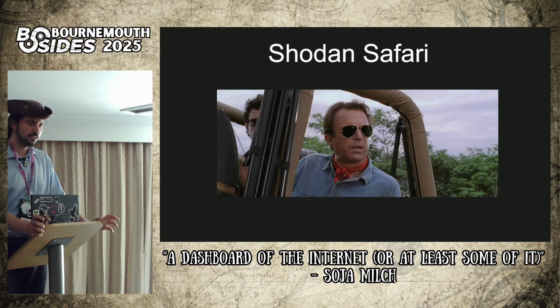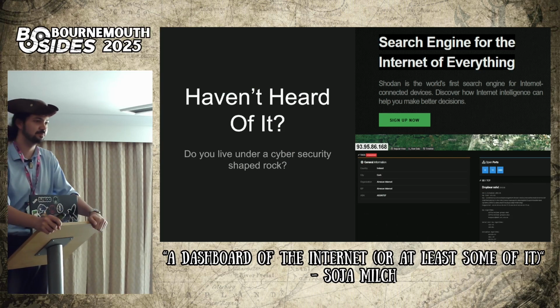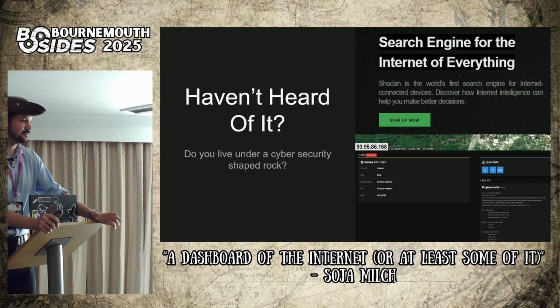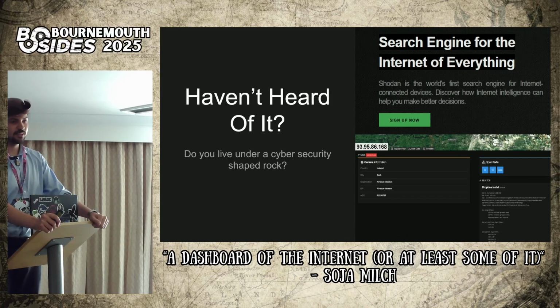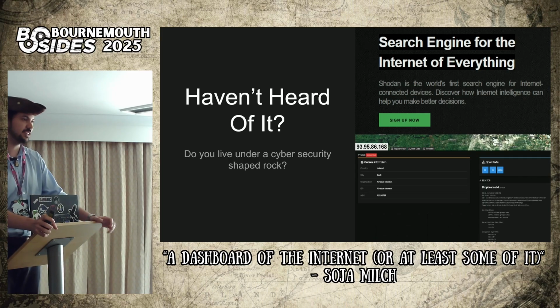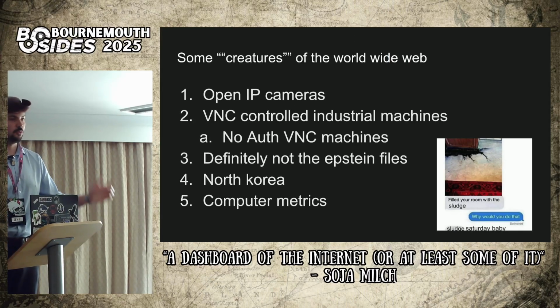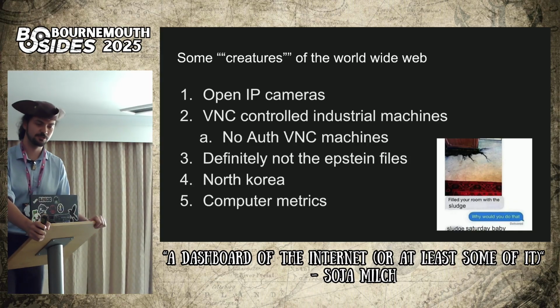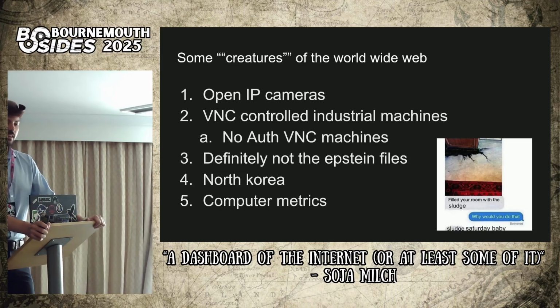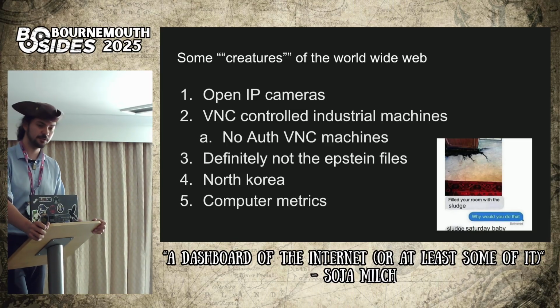So, Shodan, right? Put your hands up if you've heard of Shodan. Good, most people. So Shodan is essentially another dashboard of the internet, but you're allowed to search by IP address and other things that these IP addresses return. So, for example, you might search for a wide variety of things like open IP cameras or VNC controlled machines. So VNC being another way to remotely control a computer. Some of these are unauthenticated.